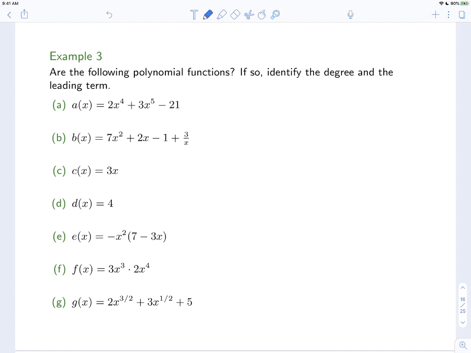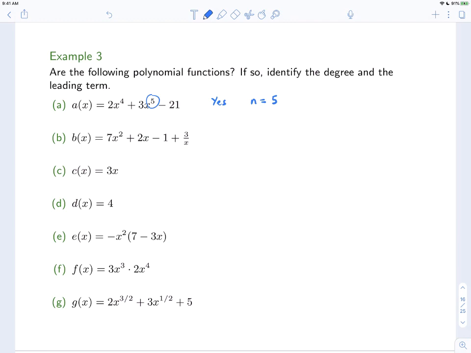In this example, we're given several functions, and we're asked if they're polynomial functions or not. And if they are polynomial functions, we're asked to identify the degree and the leading term. So let's take a look. So a of x is equal to 2x to the 4 plus 3x to the 5 minus 21. This is the sum of power functions. So yes, this is a polynomial function. The degree is n equals, well, you might think it's 4 because that one's first, but it's actually 5.